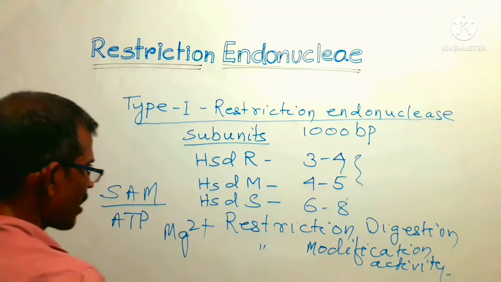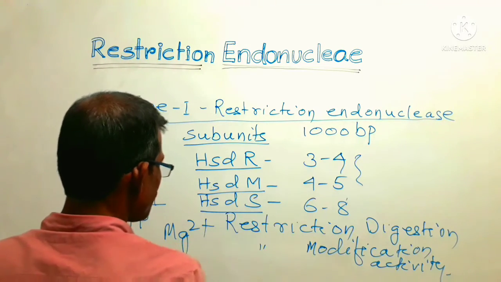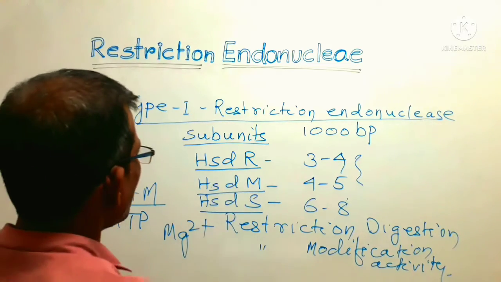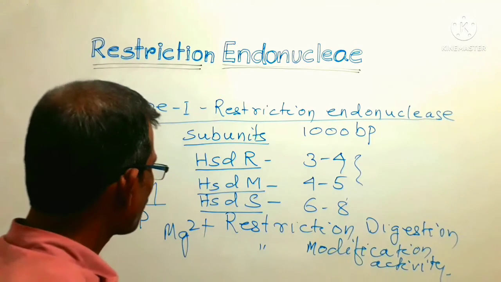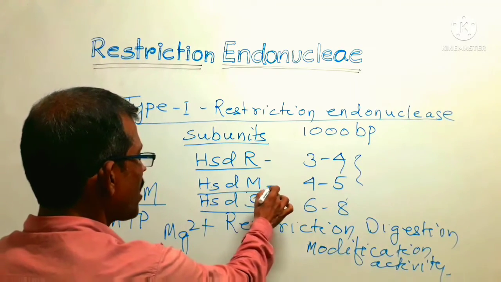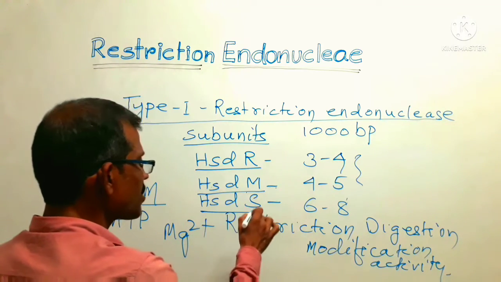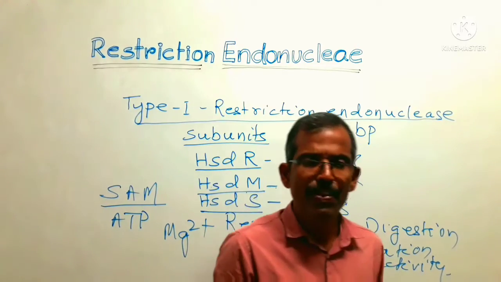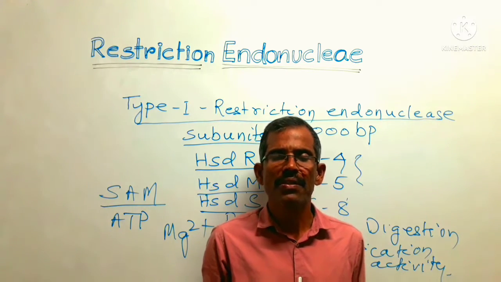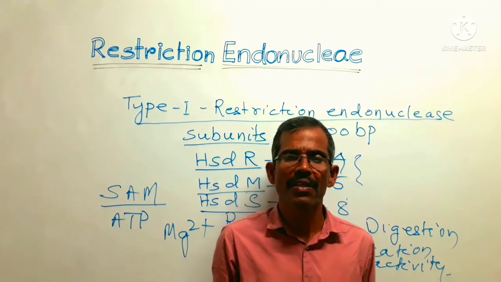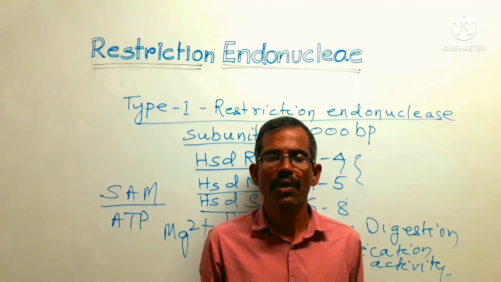The subunits are HsdR, HsdM, and HsdS. HsdR is required for restriction digestion activity. HsdM is required for restriction modification activity, and the HsdS subunit is required for specificity of the recognition site and also for restriction digestion and restriction modification activity. This is about type 1 restriction endonuclease.